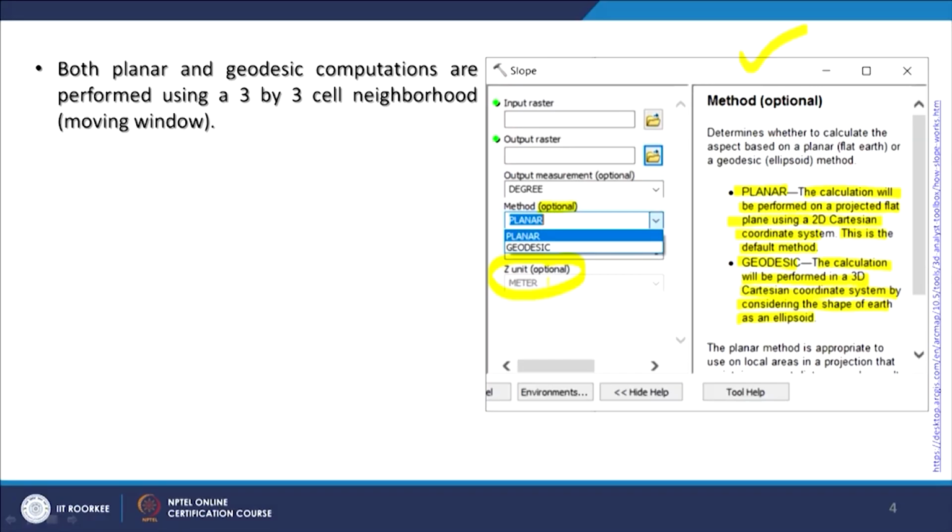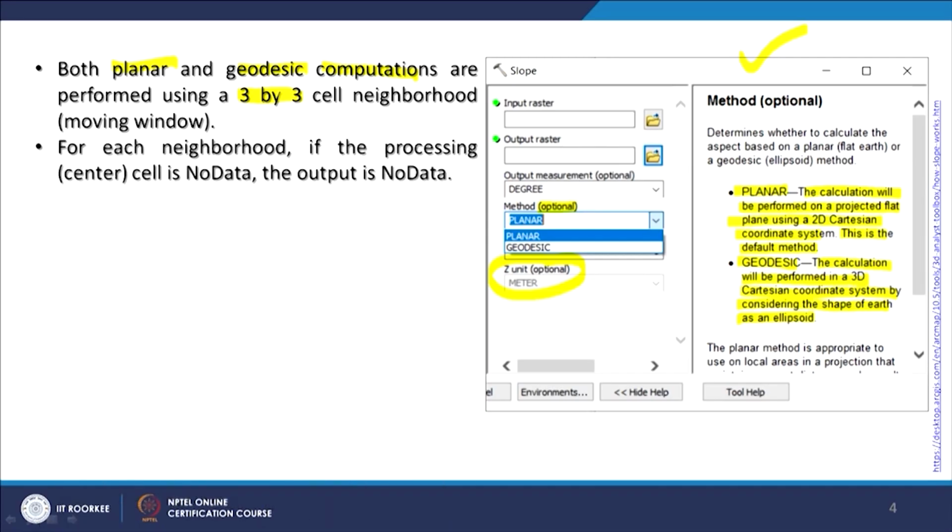Both these methods, planar and geodesic computations, are performed using again the same 3 by 3 moving window or kernel, for each neighborhood, that is the remaining 8 cells. So, there are 3 by 3, a total of 9 cells involved, but if I exclude the center cell, then it is 8 neighbors.